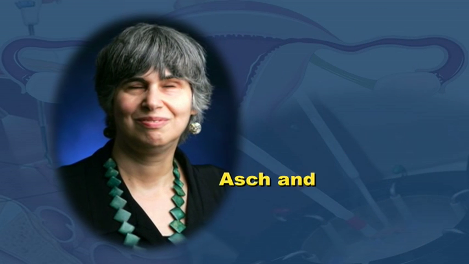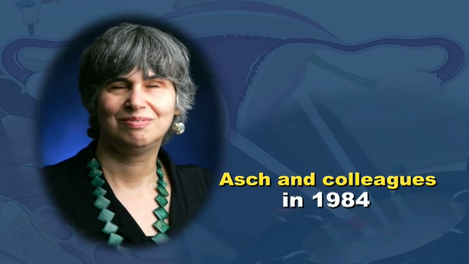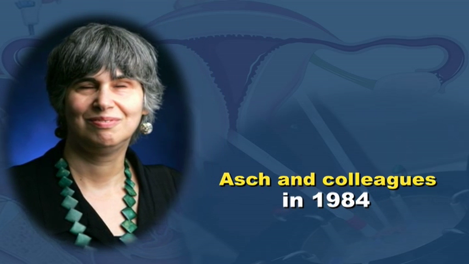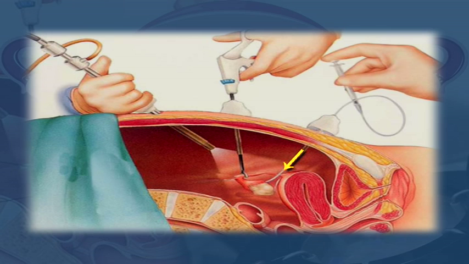Gamete intrafallopian transfer was first described by Esch and colleagues in 1984. It is a more invasive and expensive procedure than IVF, but the result seems better than IVF. In this procedure, both the sperm and the unfertilized oocytes are transferred into the fallopian tubes. Fertilization is then achieved in vivo.